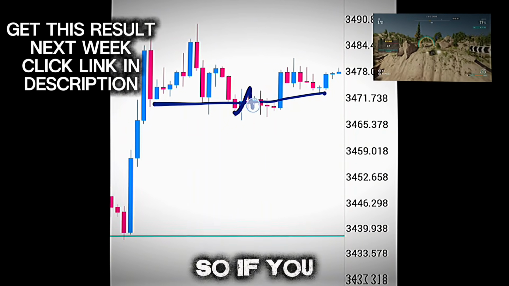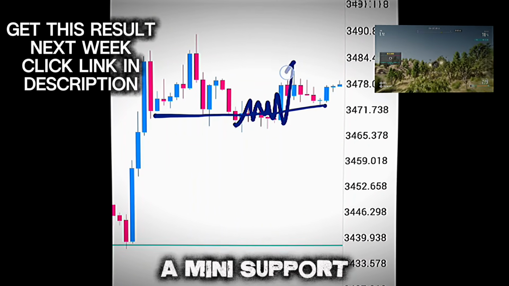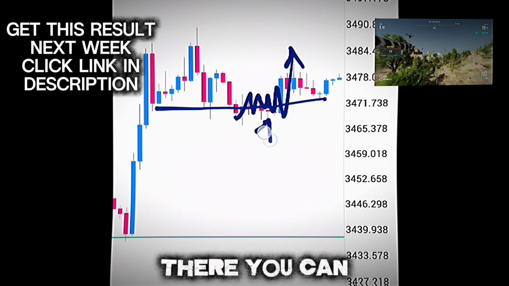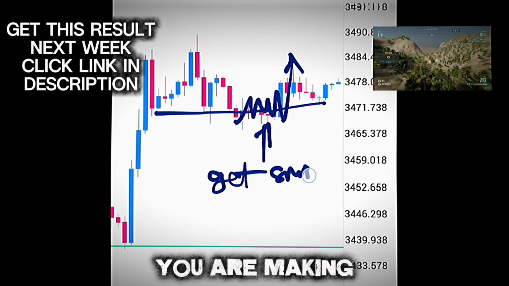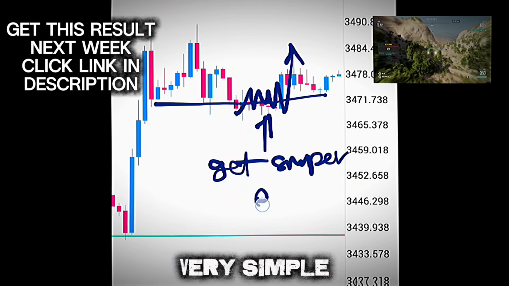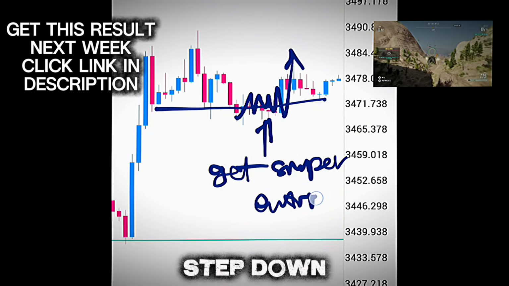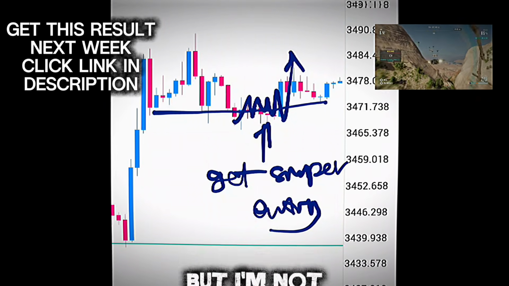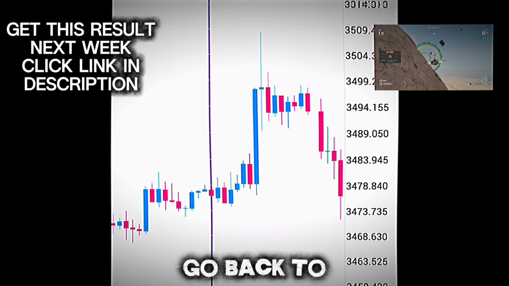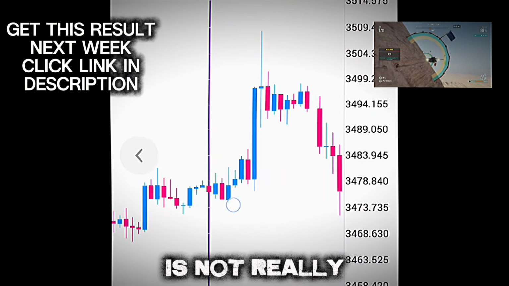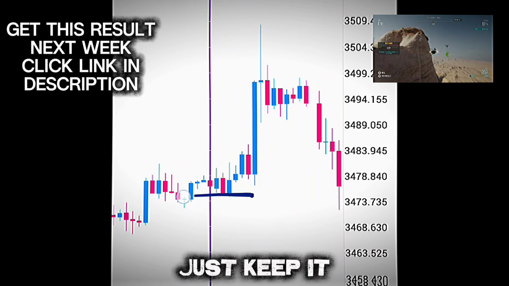So if you want to scale, you can take this point as a mini support zone there. You can see, get some consolidation and you are good to go. You are making bucks. It's very, very simple, and we can even take this step down to a lower time frame to explain it. But I'm not going to explain this one on a lower time frame, because if I go back to the 1 minute time frame, it's not really going to show me that stuff. So let me just keep it simple there.